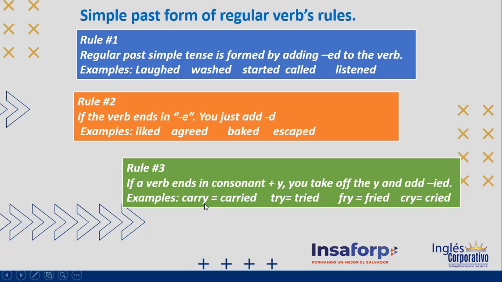Carry termina en consonante Y. Quitamos esta Y, agregamos I normal y agregamos ED. Try. Eliminamos Y, ponemos I normal y ED. Fry, the same. Take off the Y, add I plus ED. Fried. Cried is the same case. Recuerden, consonante más Y. Quitamos Y, agregamos I normal, IED, ED at the end. Question? ¿Preguntas?